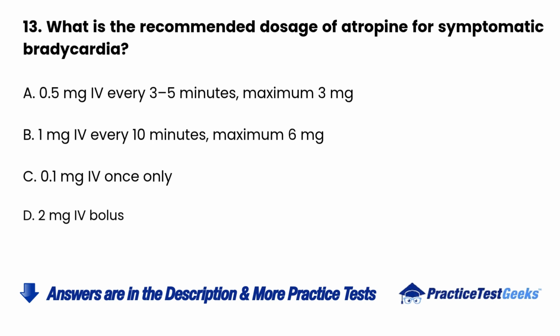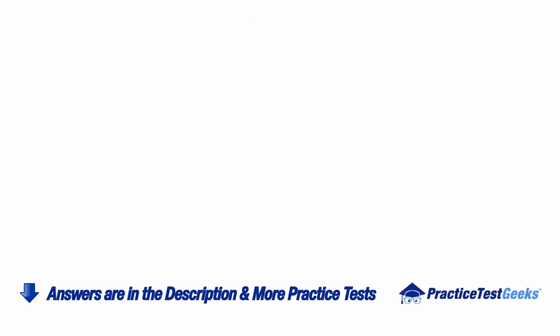13. What is the recommended dosage of atropine for symptomatic bradycardia? A. 0.5 mg intravenous every 3 to 5 minutes, maximum 3 mg. B. 1 mg intravenous every 10 minutes, maximum 6 mg. C. 0.1 mg intravenous once only. D. 2 mg intravenous bolus.